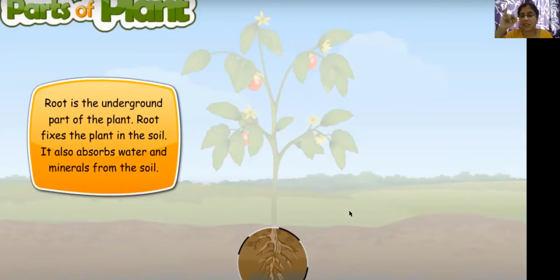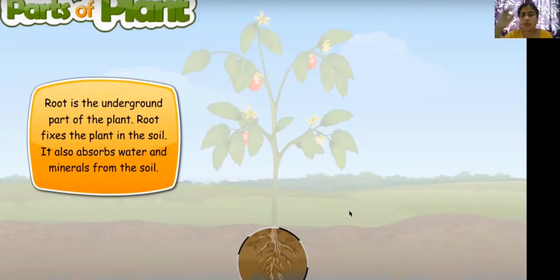Correct? Plants need water and sunlight for their growth, right? And the minerals which a plant requires, it gets from the soil itself. In the soil there are different types of minerals which a plant requires. So who gives it to the plant? Yes, the root is the part of the plant which absorbs.